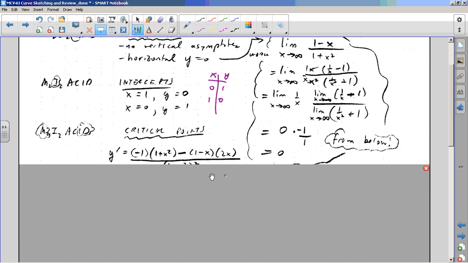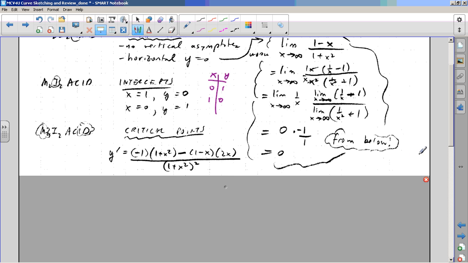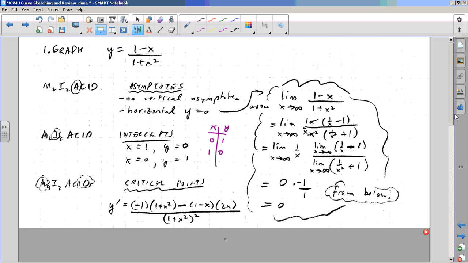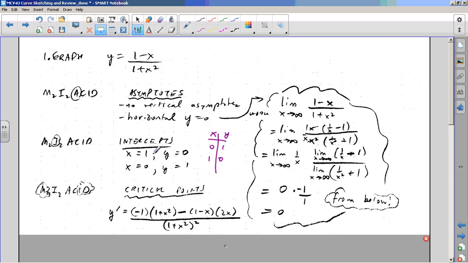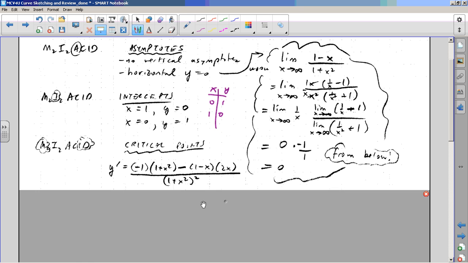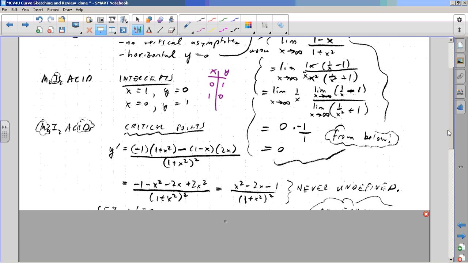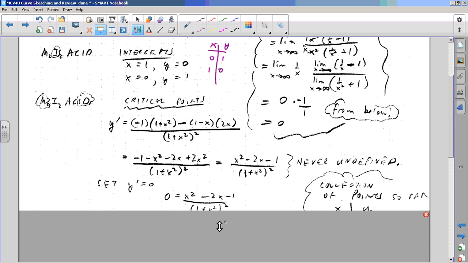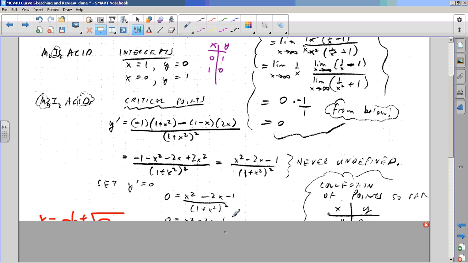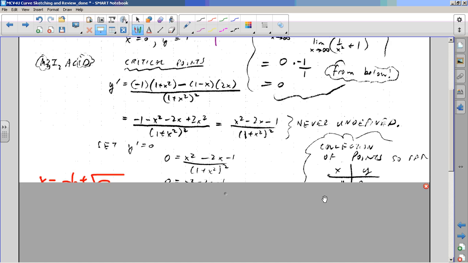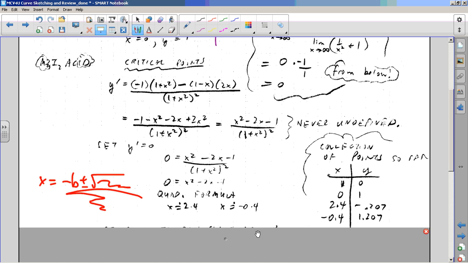Critical points. Now I take the derivative, and the derivative is a quotient rule. At least I wrote it as a quotient rule. Derivative of the top, write down the bottom, write down the top, derivative of the bottom, bottom squared, and then I got to set that equal to 0. Set that equal to 0, and solve. And there's my collection of points so far.